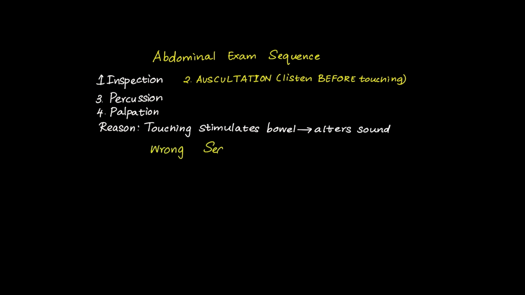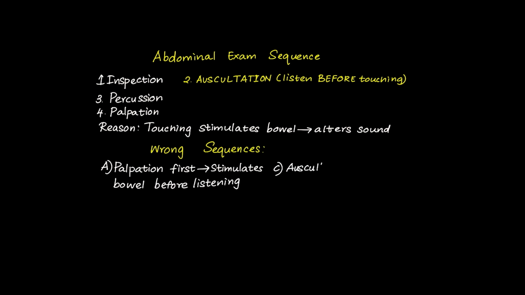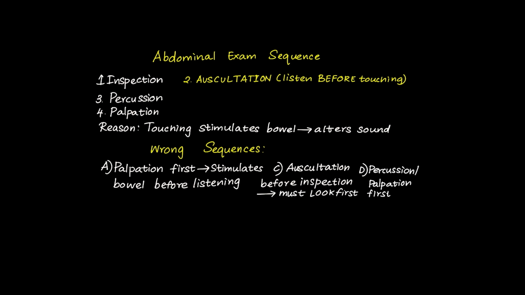Option A puts palpation first, which would stimulate the bowel before listening. Option C has auscultation before inspection, but you always start with inspection to look for distension, scars, and asymmetry. Option D puts percussion and palpation before auscultation. Same problem as option A.